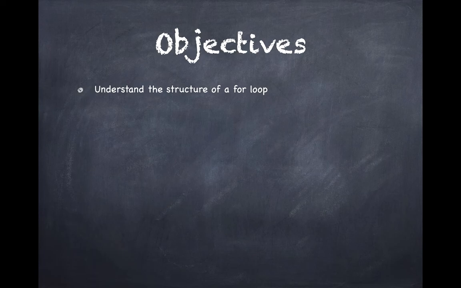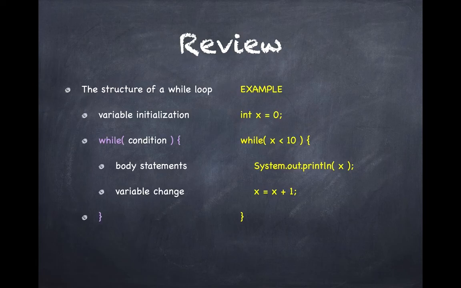All right, so what we're trying to do here is just understand the structure of a for loop. So basically, we already know how loops work, that we can repeat some code using loops. We've learned about while loops already, and so today we're going to learn about for loops. So let's review a little bit.